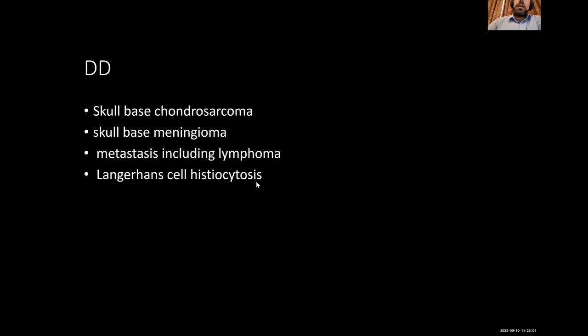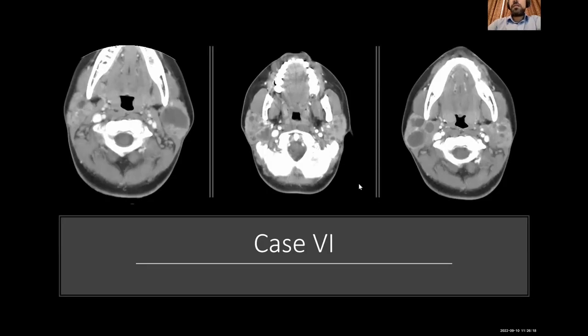Giant cell tumor is more of the posterior element, not the body. Not the clivus, but the posterior element of the vertebrae. Okay, next case.